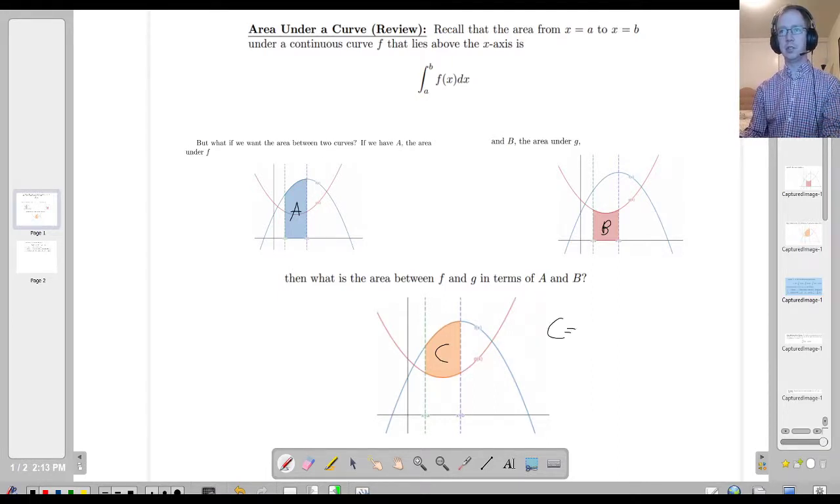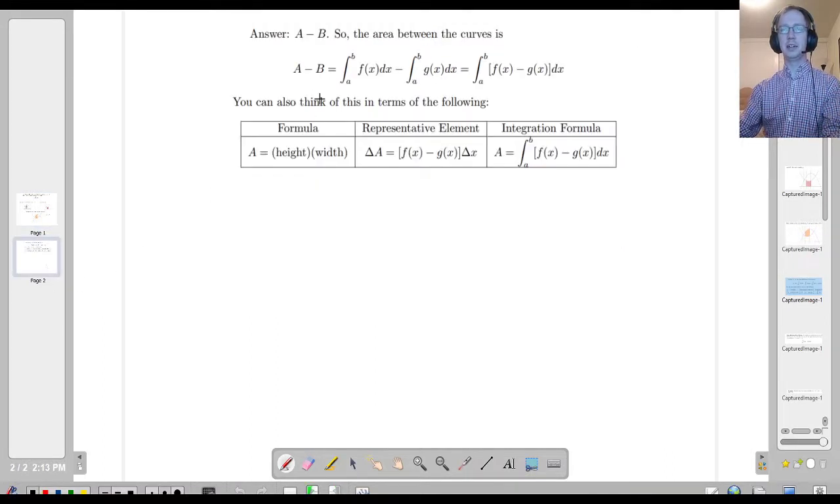Essentially, all I would need to do is take this full area A and then subtract this area B. And then I would be left with this guy here in orange, which is C. So that's the basis of how we come up with this formula here. If I want to find the area between two curves, then I'm going to take the area A, that's this guy, minus the area B.